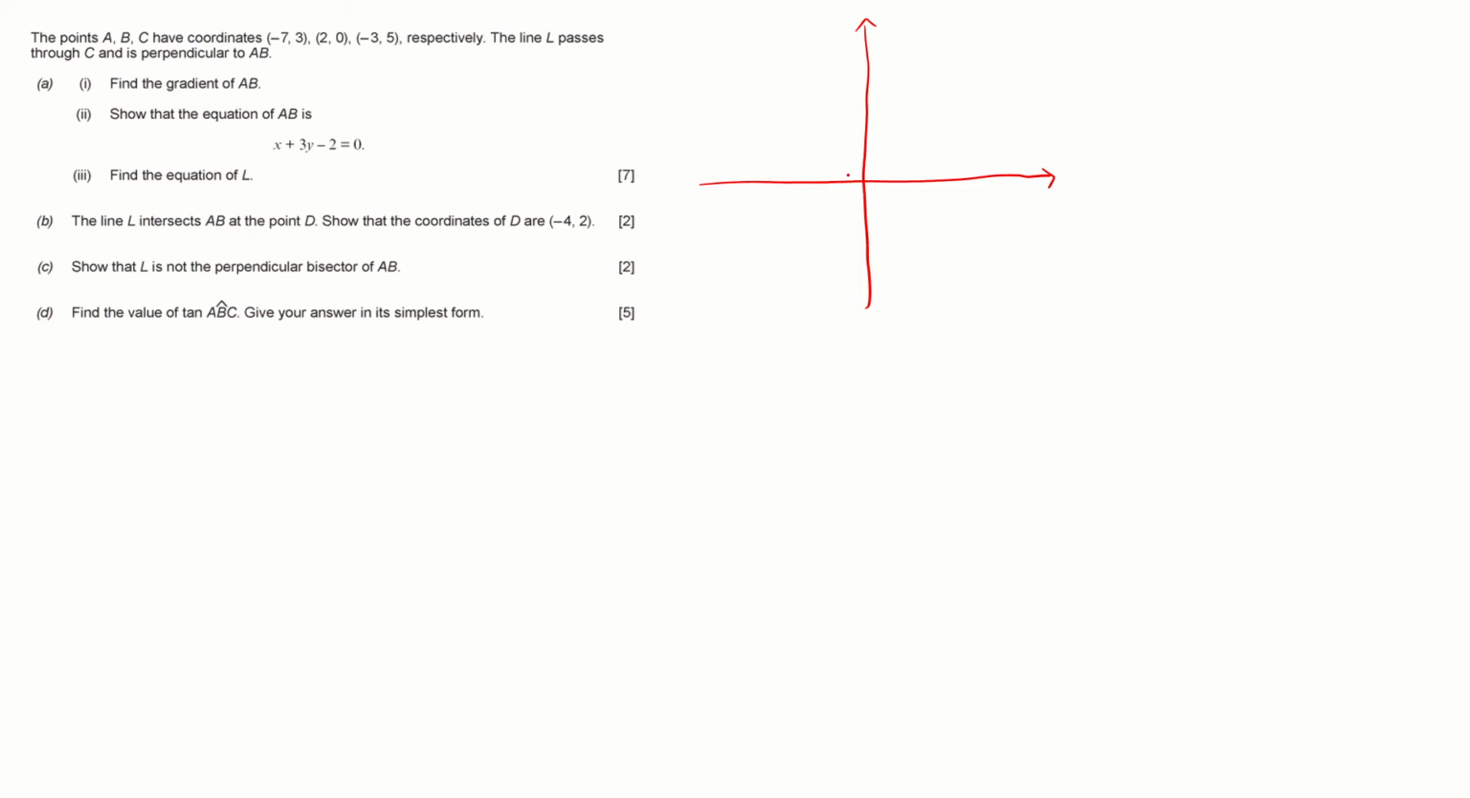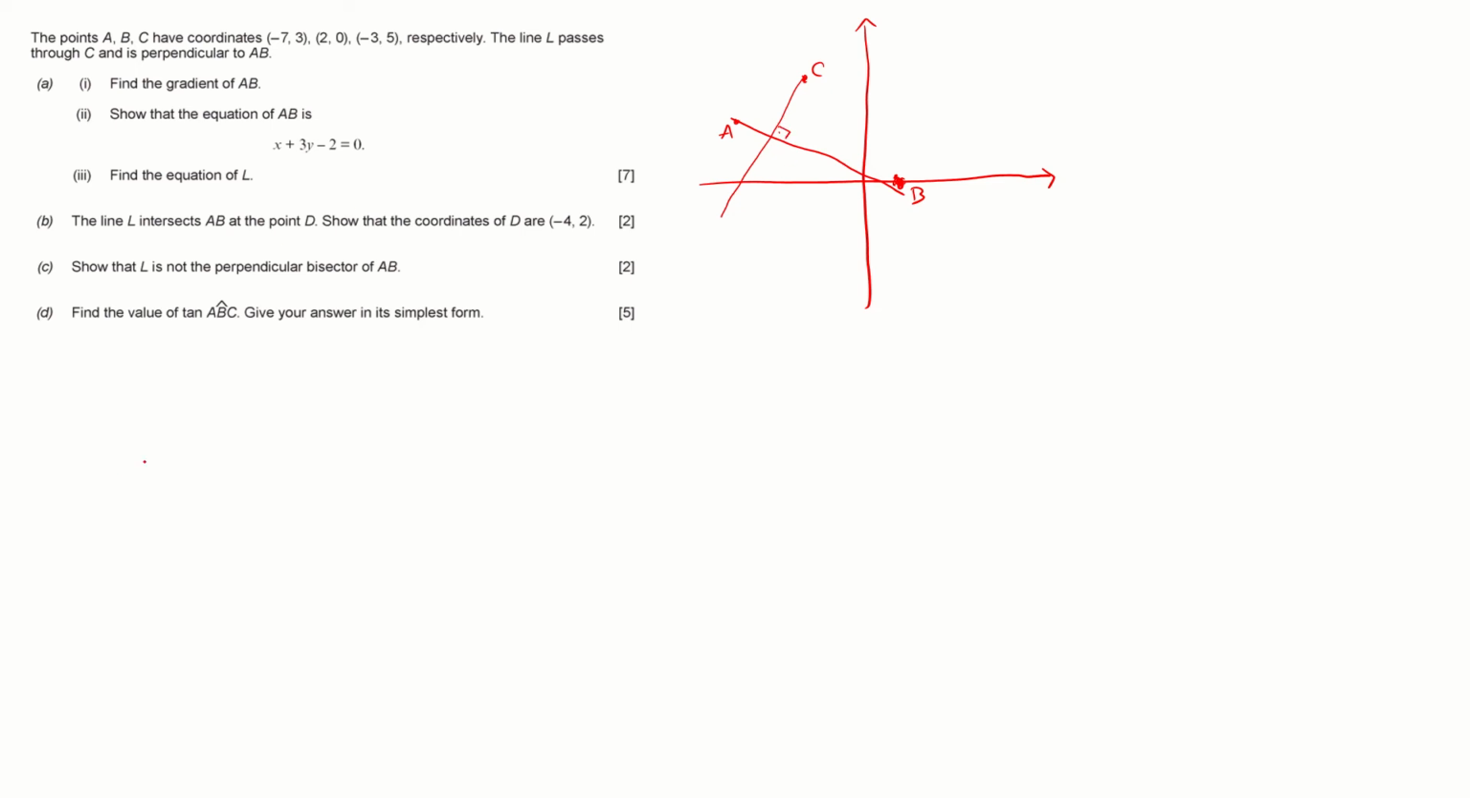So, we have A, which is minus 7, 3, somewhere, let's say there. We have B, 2, 0, which is on the axes there. And we have C, which is minus 3, 5, let's say there. So those 3 points. The line L passes through C and is perpendicular to AB. So AB, let's join them up with a straight line. That's supposed to be straight, I do apologise. And there we have that one, which is perpendicular at 90 degrees.